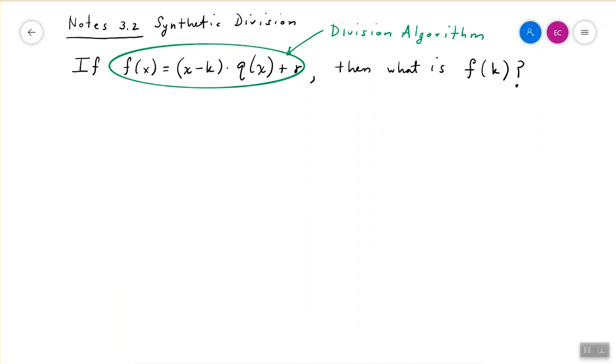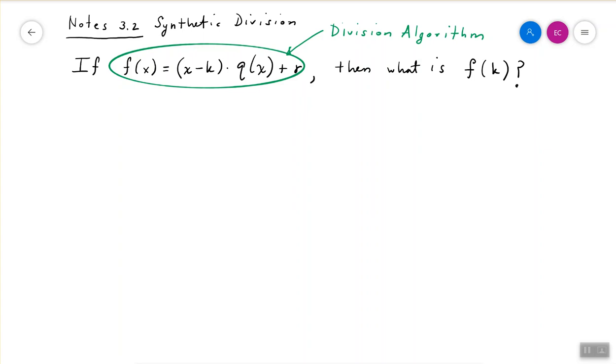Let's keep going in section 3.2. The topic is synthetic division. We just learned the division algorithm. It gives us a method to rewrite a polynomial function f of x in the form (x minus k) times q of x plus r, where q of x represents the quotient and r represents the remainder from the division problem f of x divided by x minus k.